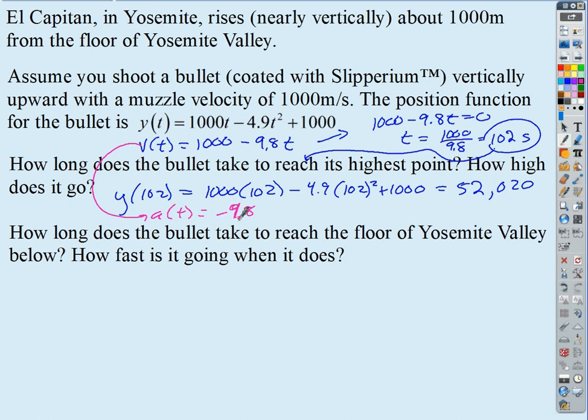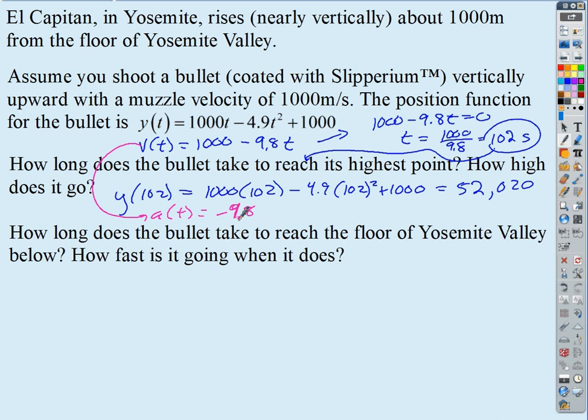How long does it take the bullet to reach the floor of Yosemite Valley? So when is that happening? Now notice that the position function, by the way, is measured relative to the valley floor. So I can prove it to you, because if I plug 0 in for t, what do I get for my position function?